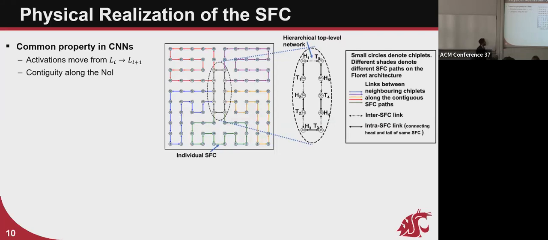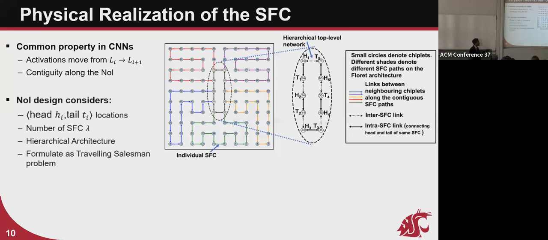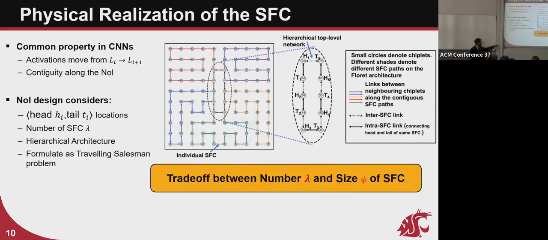There are two parts. In this problem of accelerating data center scale inference of CNNs, we have one common property: no matter what, the activations go from Li to Li+1. We might have skip connections that we'll address in the next few slides, and we maintain contiguity along the NOI path. Our design considers a head and a tail. The head of an SFC is where it starts, and the tail is where it ends. Then we have a trade-off: what is the number of SFCs, and how long is each SFC? And we have this hierarchical structure.